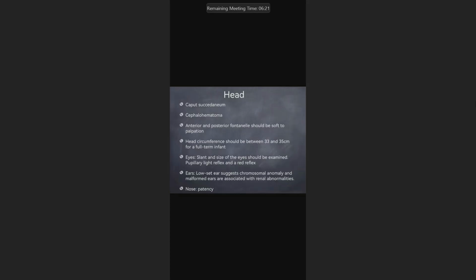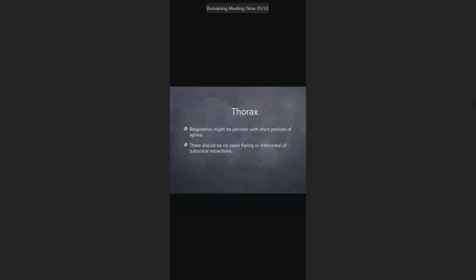For the eyes, the slant and size of the eye should be examined. The pupillary light reflex and a red reflex should be done. For the ears, low-set ears suggest chromosomal anomaly, and malformed ears are associated with renal abnormalities. Like skin tags on the ears, most of the time they are associated with renal abnormalities. We also check for the patency of the nose. For the thorax, it's the same.